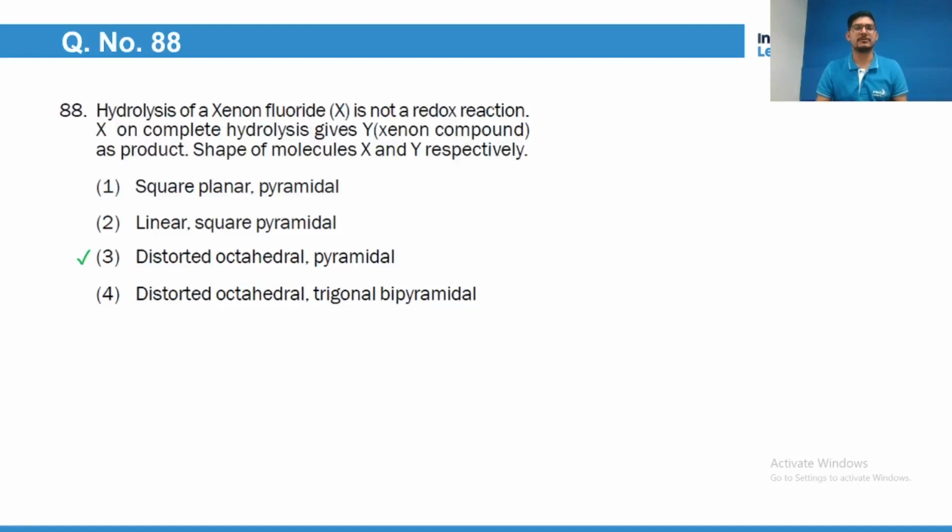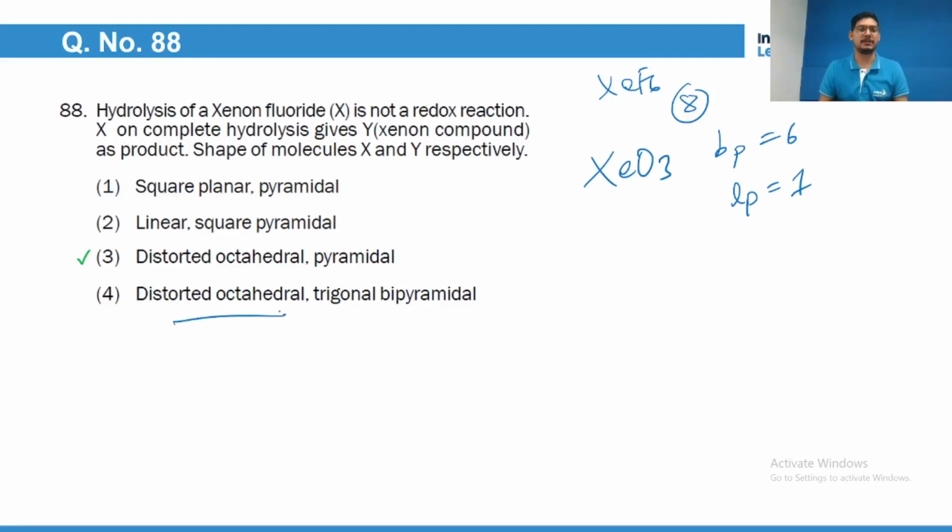Hydrolysis of xenon fluoride is not a redox reaction. Of course, XeF6 you are talking about here. On complete hydrolysis it gives Y, that is XeO3, and they ask the shape of molecules X and Y. So you can find out X: how many electrons are there on xenon? 8, out of which if you distribute, bond pairs would be 6 and lone pairs would be 1. There would be 2 unshared electrons on xenon. So with 7 electron pairs, the shape of the molecule they're asking is distorted octahedral.